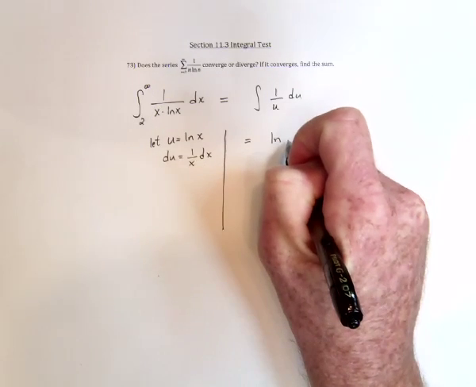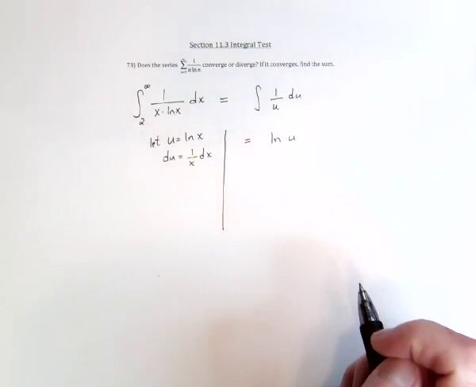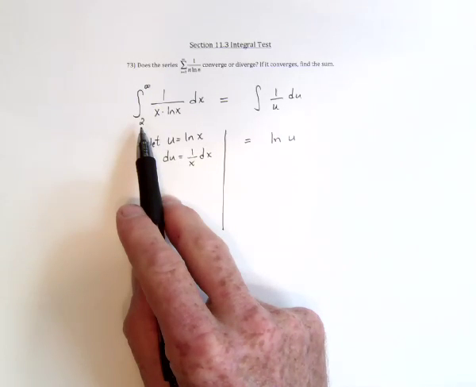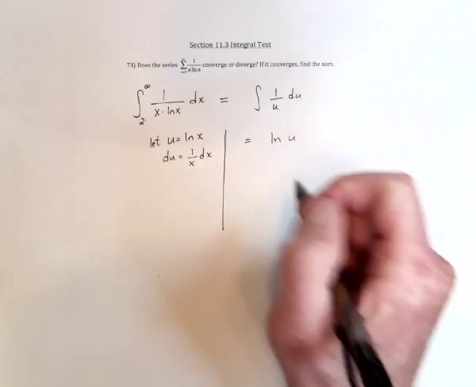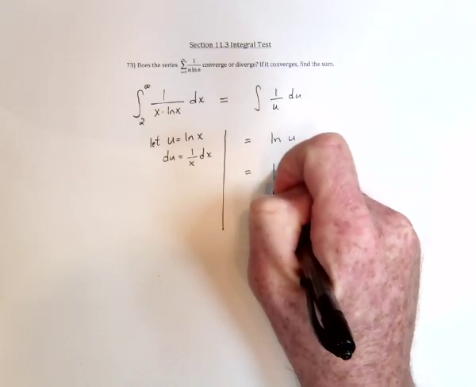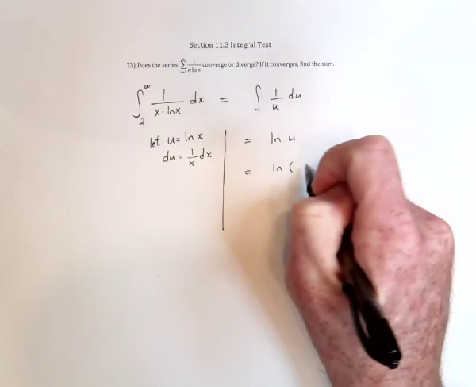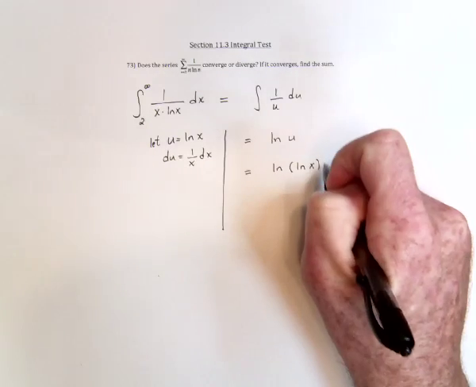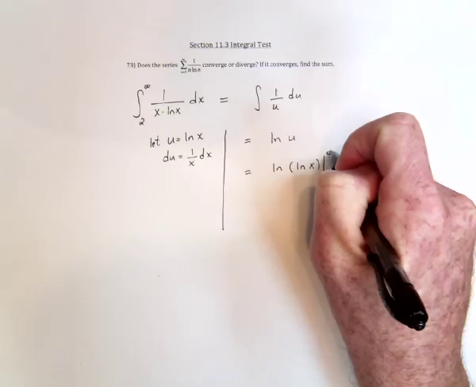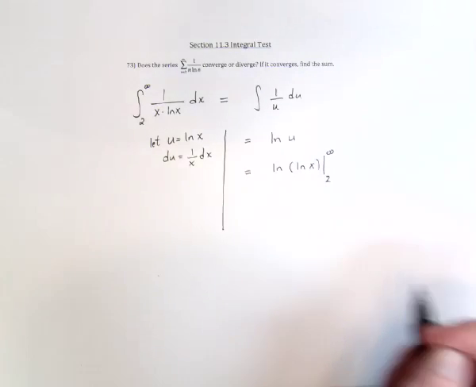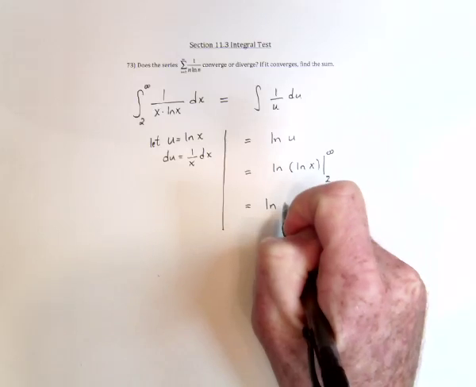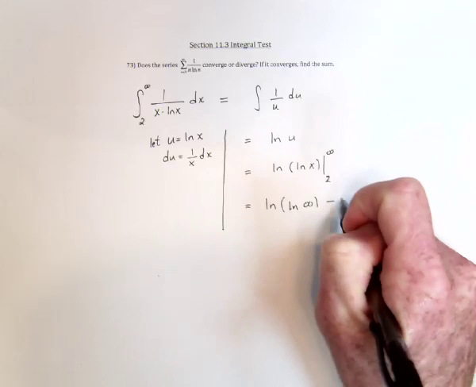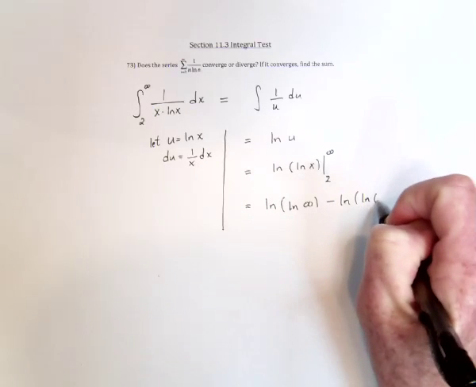It's going to be the natural log of u. You might think we need to put plus c, but we're going to have limits. So since it's a definite integral, you don't have to put plus c. So this is going to be the natural log of x, nested natural logs. Evaluate it from 2 to infinity. So when you substitute infinity, we're going to have the natural log of the natural log of x as x goes to infinity, minus the natural log of the natural log of 2.